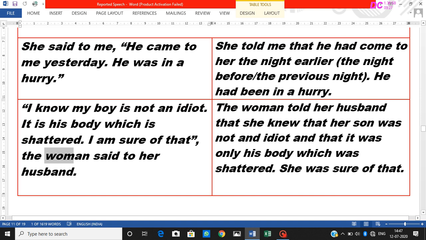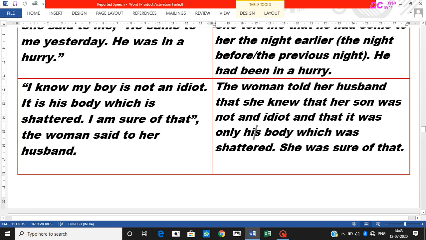"Know" was present simple. We changed it to past simple, "knew". She knew that her son was not an idiot. "Is not an idiot" becomes "was not an idiot". In the present we had this sentence, and then again, and that it was only his body which was shattered. "Is shattered" becomes "was shattered".